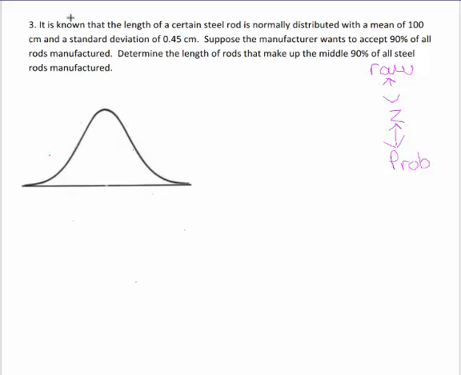So here's our problem. It says it's known that the length of a certain steel rod is normally distributed, mean of 100, standard deviation of 0.45. It says suppose the manufacturer wants to accept 90% of all the rods manufactured. Determine the lengths of rod that make up the middle 90%.